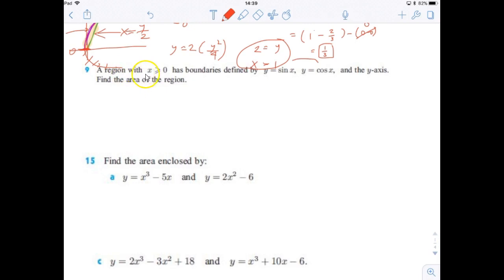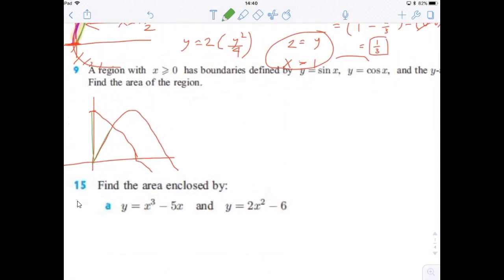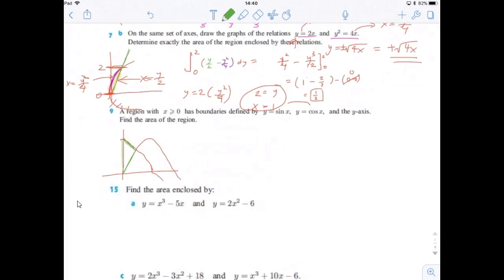Okay, let's look at this one. A region with x greater than or equal to 0 has boundaries defined by y equals sine x, y equals cosine x, and the y-axis. Find the area of the region. Okay, so let's draw this first. y equals sine x, remember, starts at 0, 0. y equals cosine x, remember, starts at 0, 1. And the y-axis. So let's outline those three. So we got the y-axis, y equals sine x, and y equals cosine x. Find the area of the region.